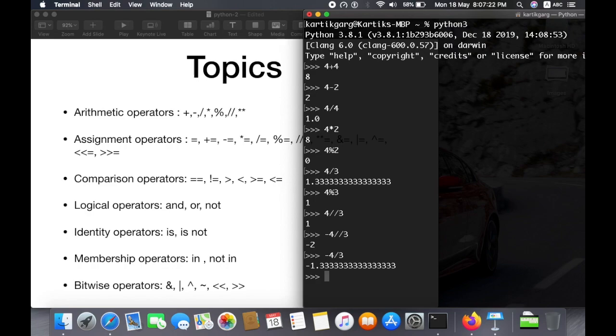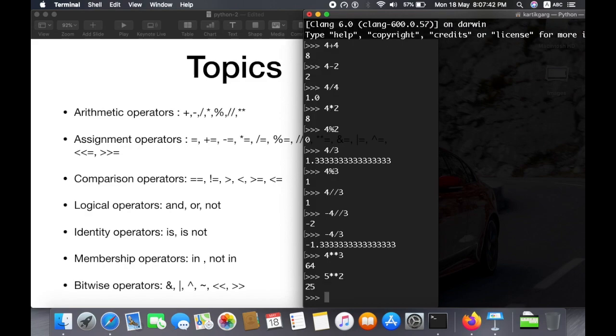Now move on to the next operator, that is exponent. It gives me 4 raised to the power 3. If I want to calculate the square of 5, then I will write 5 double asterisk 2. It gives me 25. Now move on to assignment operators.